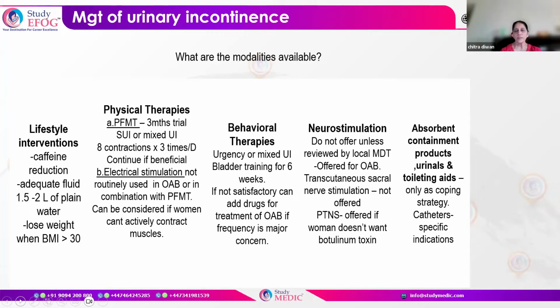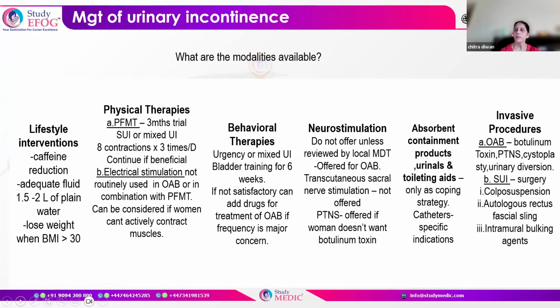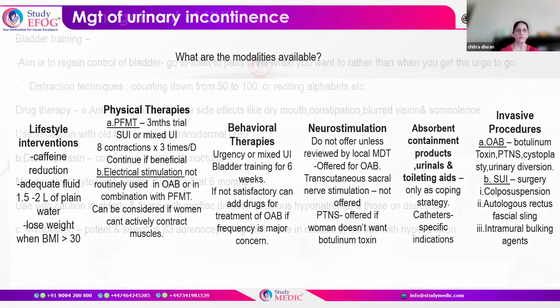Now, absorbent containment products or urinals or toileting aids, these are offered only as a coping strategy. Okay, you are not routinely offered. Then you have invasive procedures. So for overactive bladder, you have botulinum toxin, you have PTNS, there is cystoplasty and urinary diversion. For stress urinary incontinence, the surgeries that can be offered are colposuspension, autologous rectus fascial sling, or intramural bulking agents.